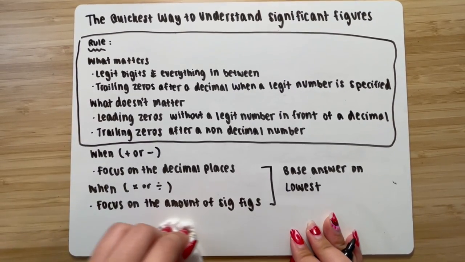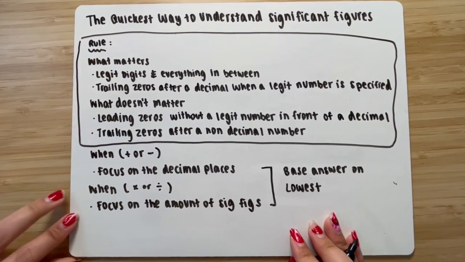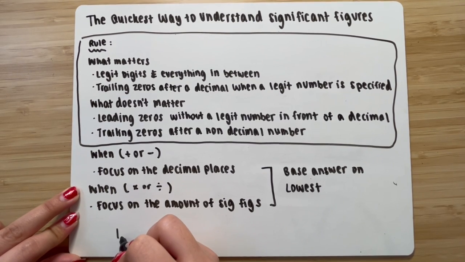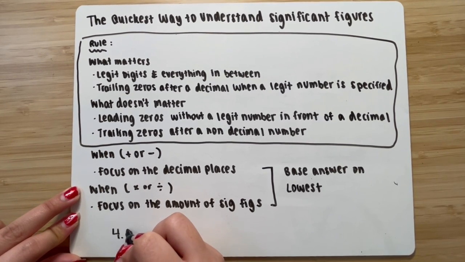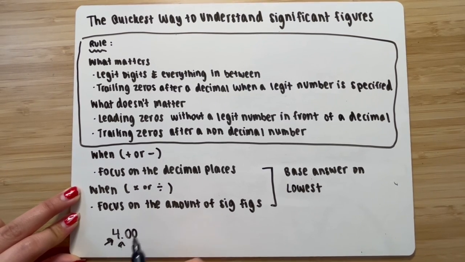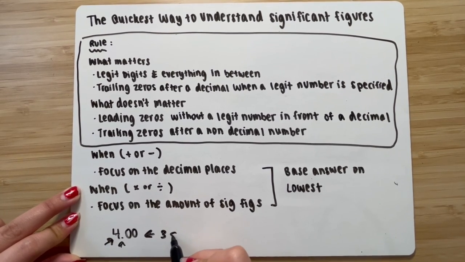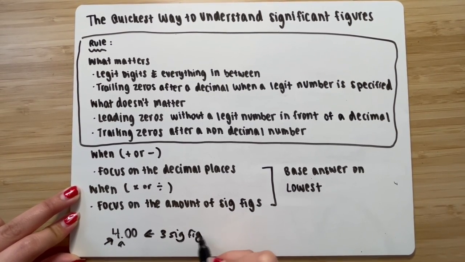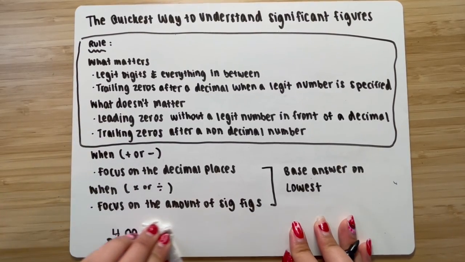Okay, now, let's say we have 4.00. This also counts because even though there aren't any legit digits at the end, there's a decimal and a legit number is specified. Therefore, this answer has 1, 2, 3 sig figs. Okay, done with the examples for what matters.